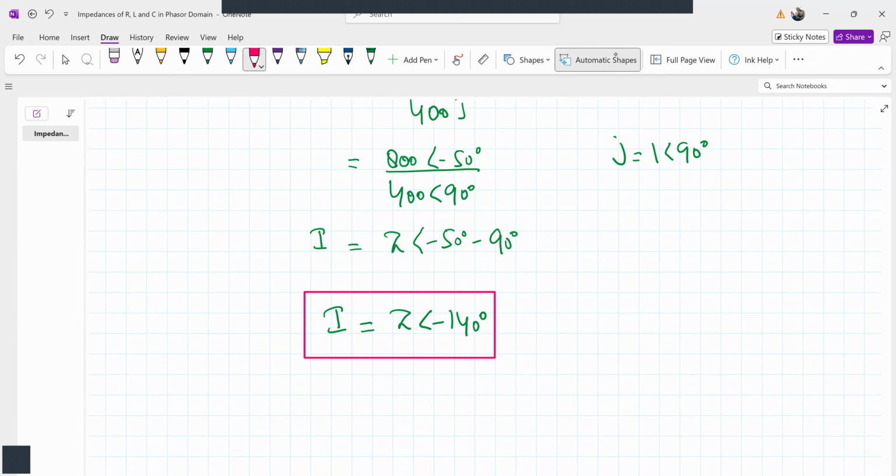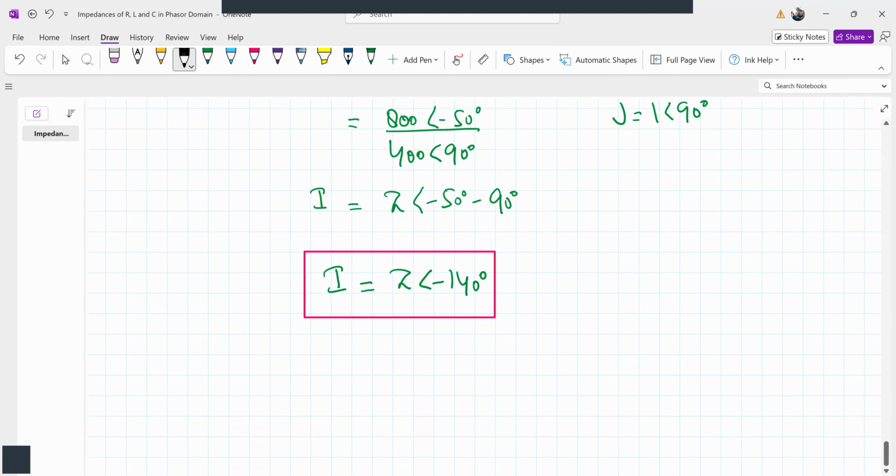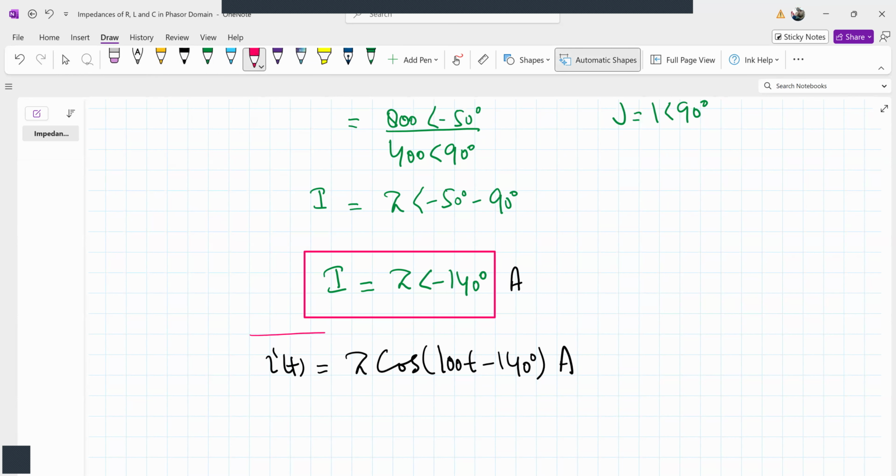Find the I phasor. Next, we have to write this in time domain form. So what's the time domain equivalent of this phasor? I of t will be equal to the amplitude, 2, cosine of omega t, where omega is 100, plus the phase, which is minus 140 degrees. Amperes. Okay. This is in amperes. So this is the current in phasor format and this is the time domain form. All right. So this was the first problem.